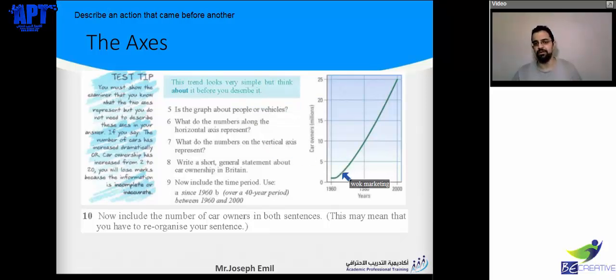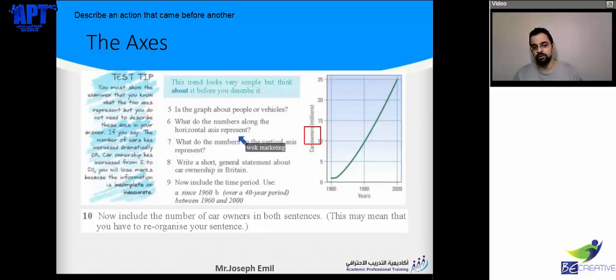So, this trend looks very simple, as I said, but it's not. Let's see. Is the graph about people or vehicles? See here, car owners. I really hope you can twist your neck to the right here. Anyway, let's mark this one. This is the car owners; he means people. It's not cars, it's car owners. Be very careful of this. So the number of car owners has increased dramatically.